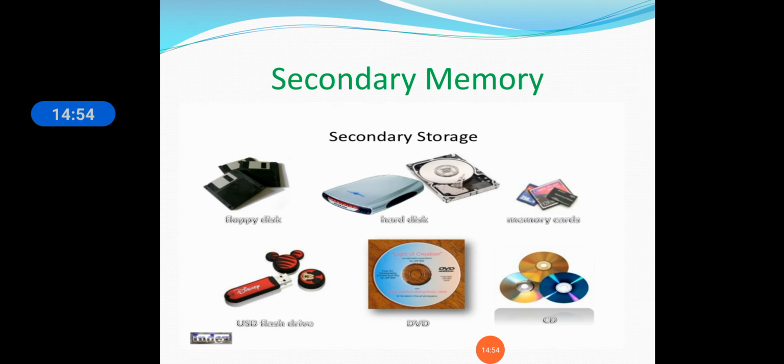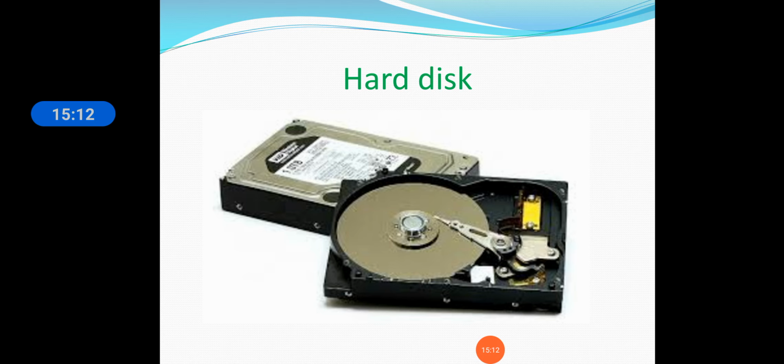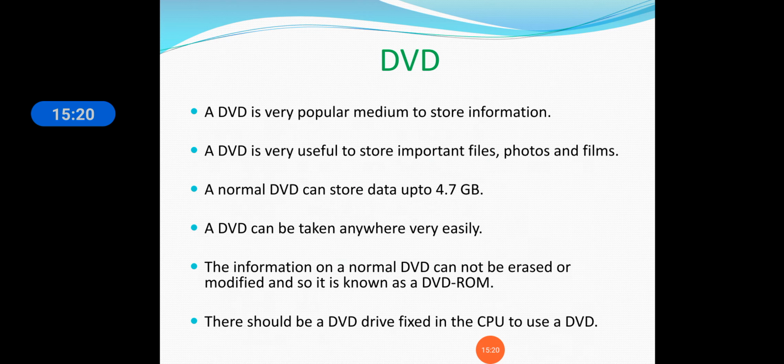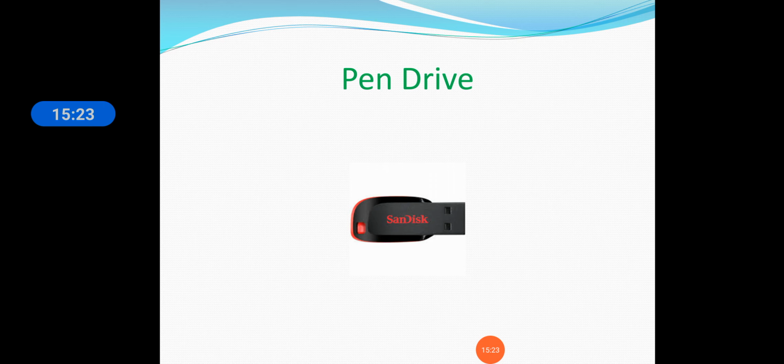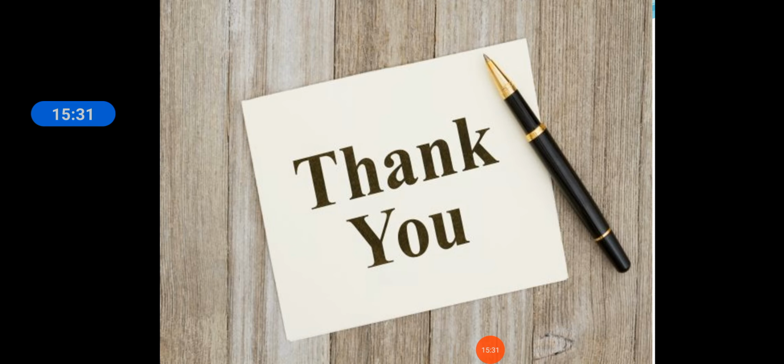Now we have also seen secondary memory and its different types. Secondary memory is also called storage devices. Examples are hard disk, pen drive and DVD. The hard disk is used as a storage device. Then we have seen DVDs, and then we learned more specifications about the pen drive and Blu-ray disc. So these were the specifications of secondary memory.